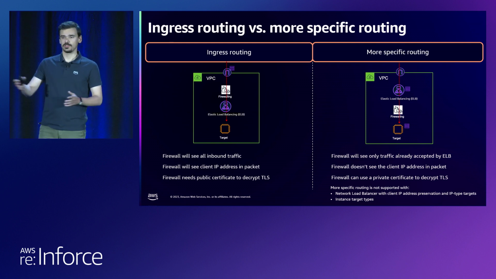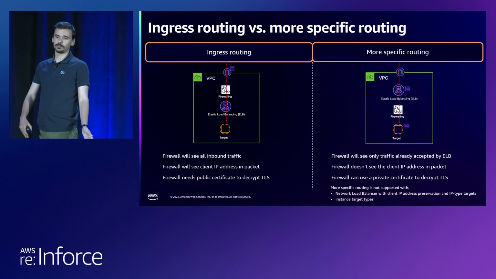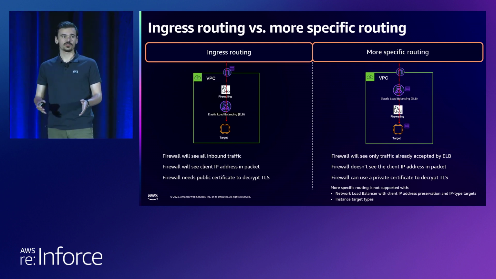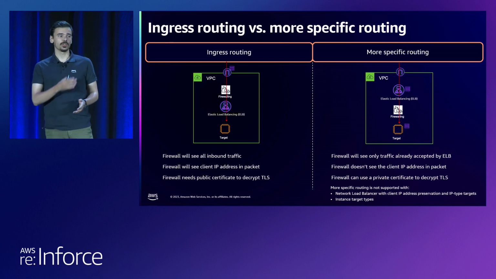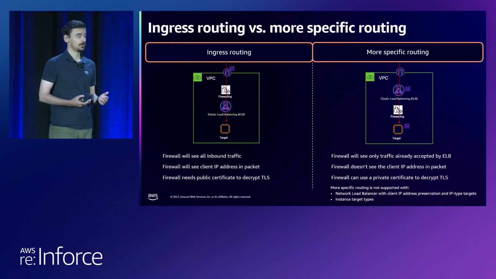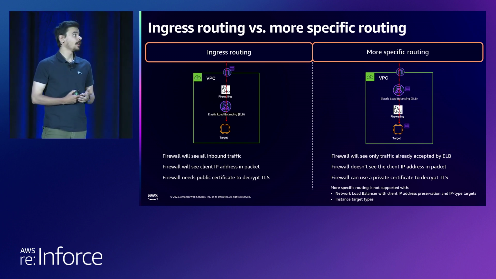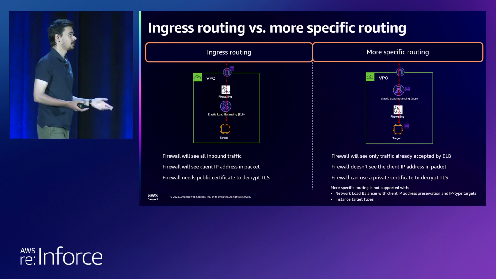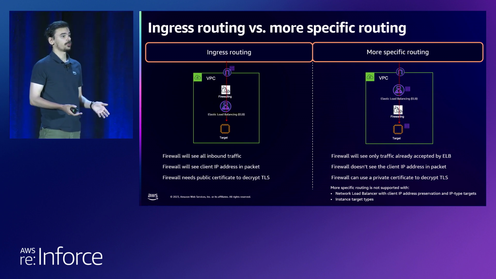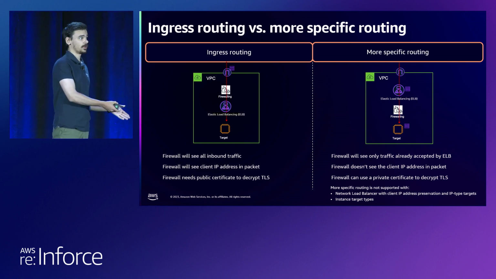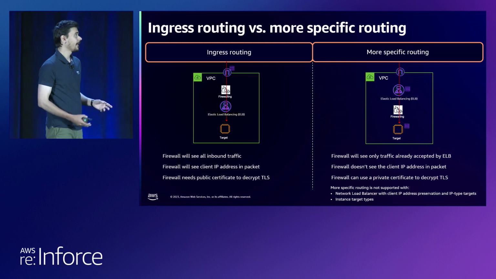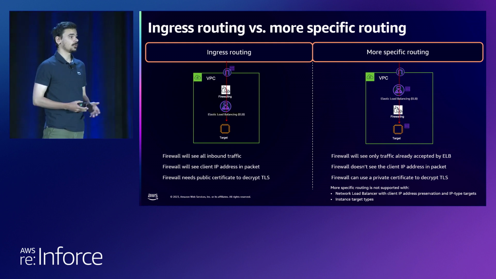But more than choosing centralized versus distributed or gateway load balancer versus network firewall, there's also the consideration of where you place it in your VPC. Do you place it before the load balancer or after? And again, no size fits all. This will affect how you create your rules. So if you put it before, you'll have to create your rules in one way. If you put it after, you need to create rules in another way. But it's all about the visibility that you want to have.